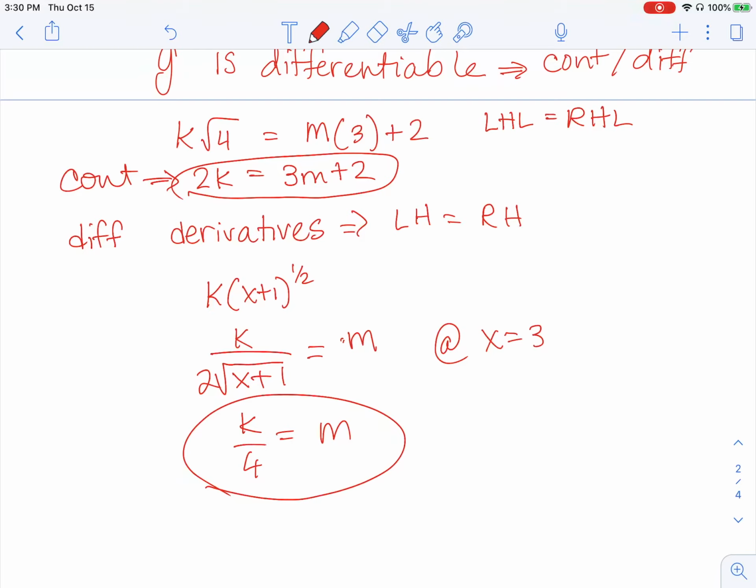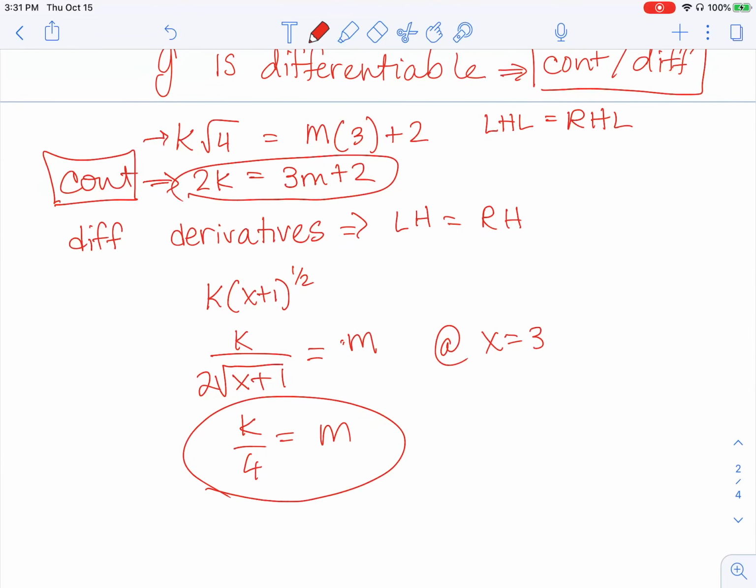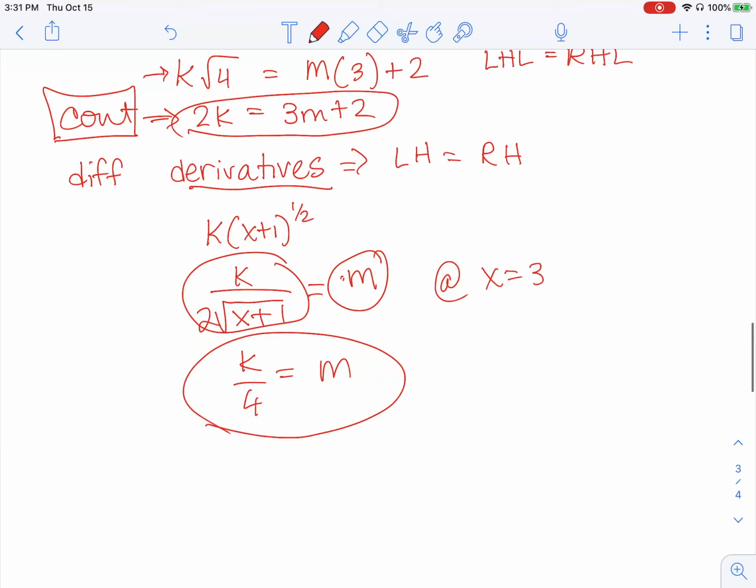But again, there were a lot of little things where it was not very clear to me that you understood what you were doing. It was just a bunch of equations put down. So be very explicit. You need to explain: differentiability means continuous and differentiable. If they're continuous, these y values are equal. If it's differentiable, derivatives from the right have to equal derivatives from the left. Here's the derivative from the left, here's the derivative from the right. They're set equal at x equals 3. And then we get to the algebra part.